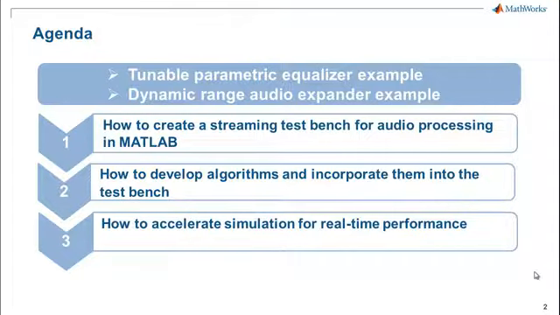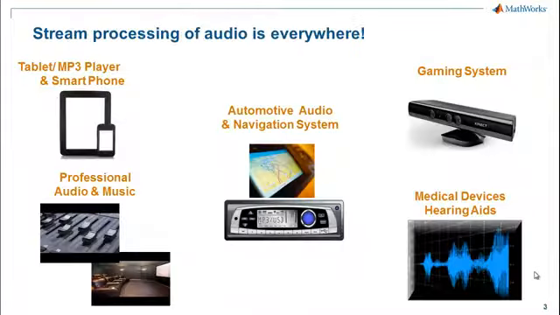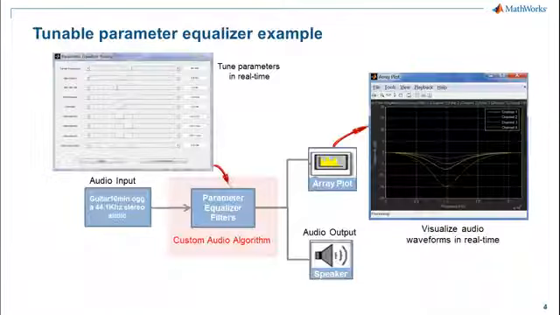performance. To help with my presentation, I'll be using two examples, the tunable parameter equalizer and the dynamic range audio expander. These two examples are part of the digital audio effects algorithms. Audio stream processing is everywhere. This mega trend is all around us. All you have to do is look at your smartphone, MP3 player, your audio navigation system in your car, or medical devices such as hearing aids.